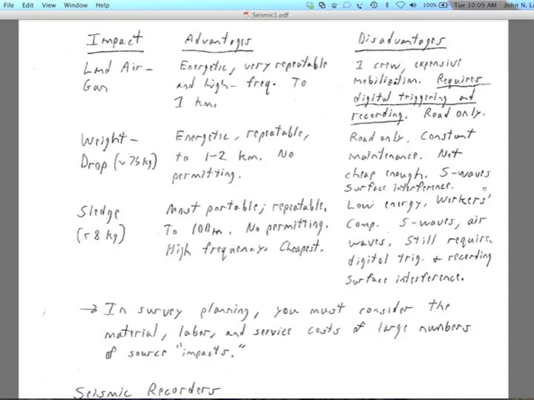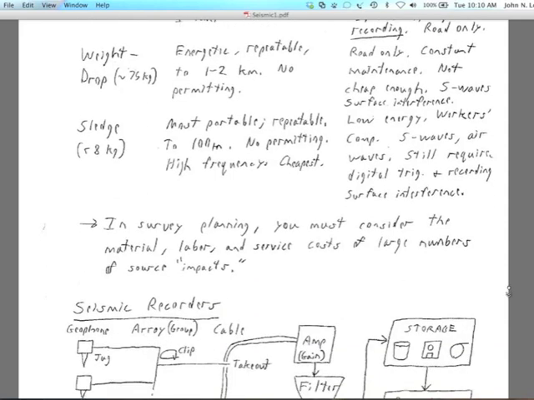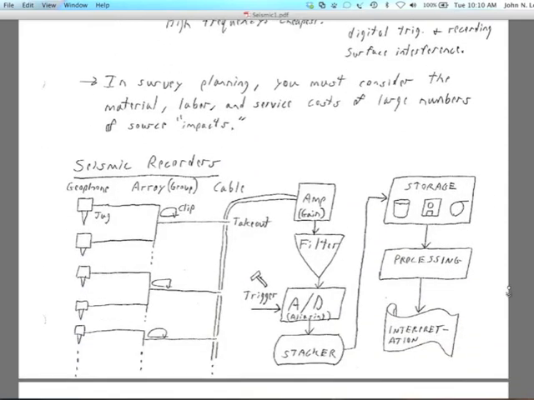You get a lot of S waves. The source is right on the surface. You get a lot of air waves. But we should be able to profile to 100 meters depth. And at least when you're not doing sledgehammer surveys down a city street, there's no permitting required. And it's pretty high frequency. So it's really my instrument of choice.